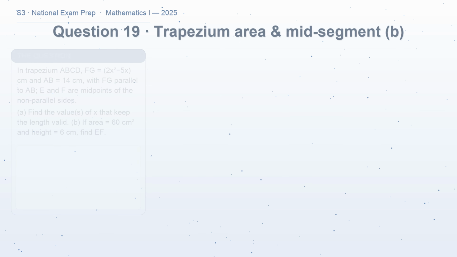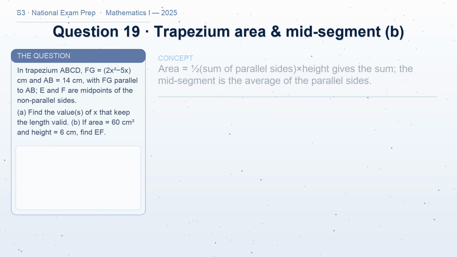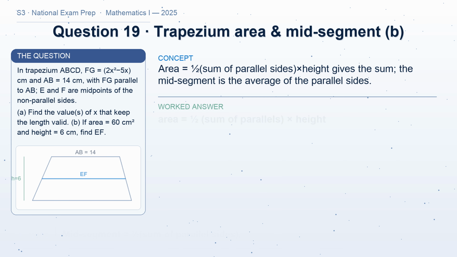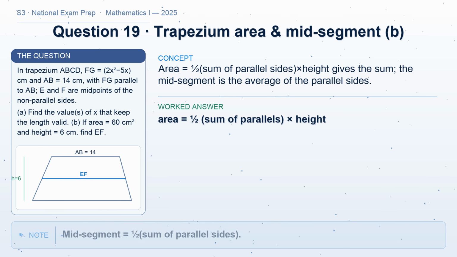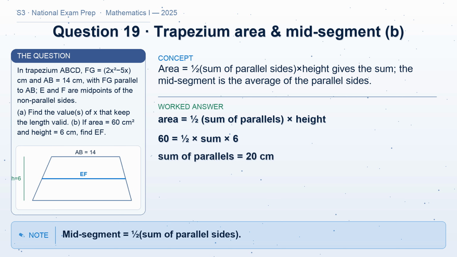Question 19, Part B. The trapezium has area 60 square centimeters and height 6 centimeters, and we want the mid-segment EF. Two ideas here. First, the area of a trapezium is 1/2 the sum of the two parallel sides times the height. Second, the mid-segment joining the midpoints of the slanted sides equals the average of those two parallel sides. So 60 equals 1/2 times the sum times 6, which gives the sum of the parallel sides as 20. The mid-segment is half of 20, that is 10 centimeters.